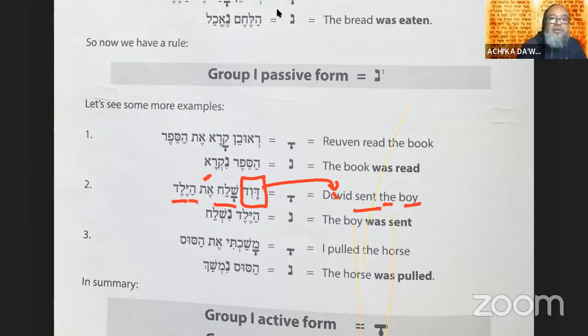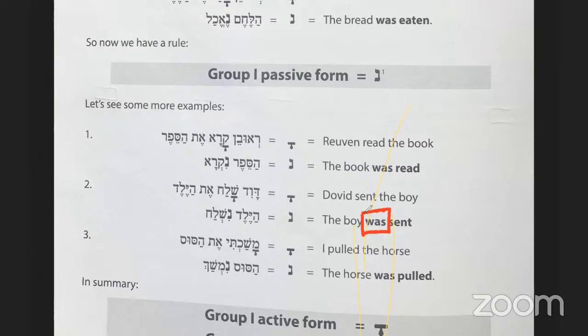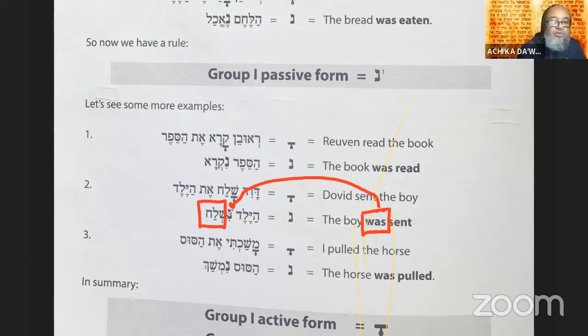Okay. Now we're going to reverse engineer it. Hayeled, the boy. Okay. Was. What letter represents was? Noon. Right here. Perfect. And you already know what your root is, which is shalach. So you know that means sent. See how easy those puzzles are?